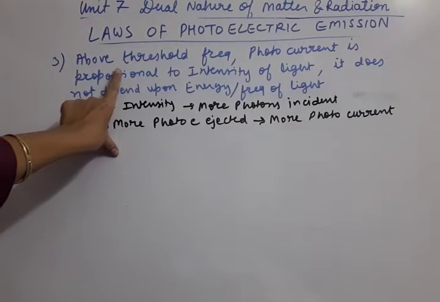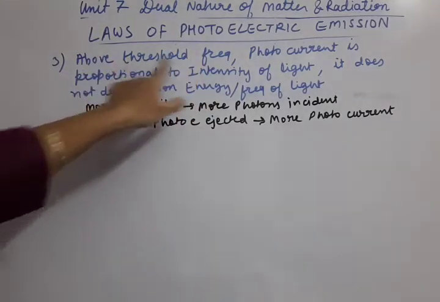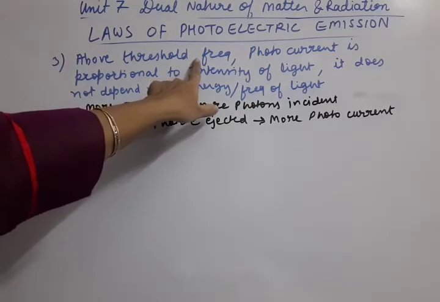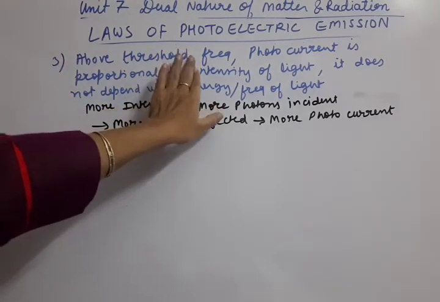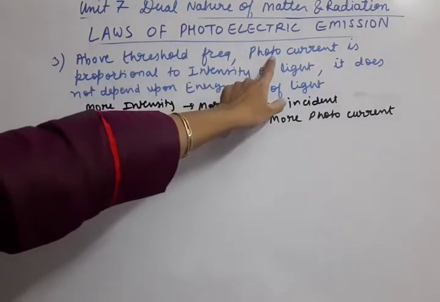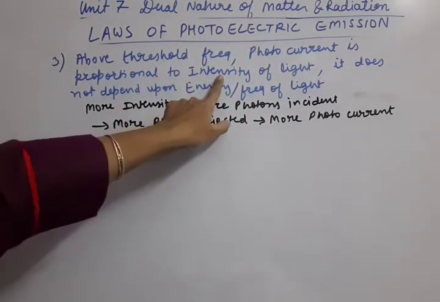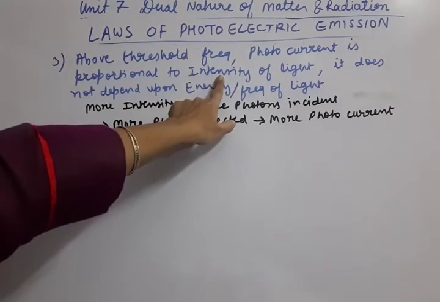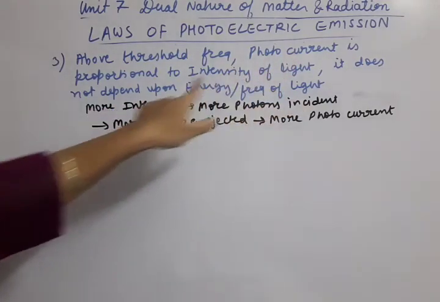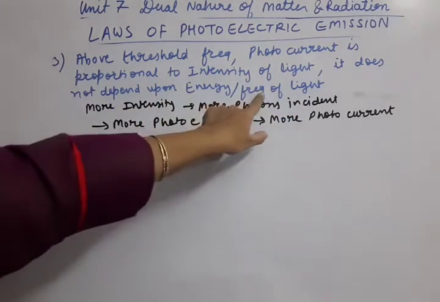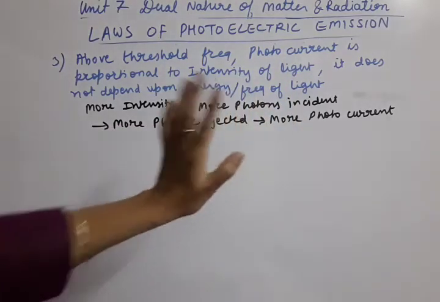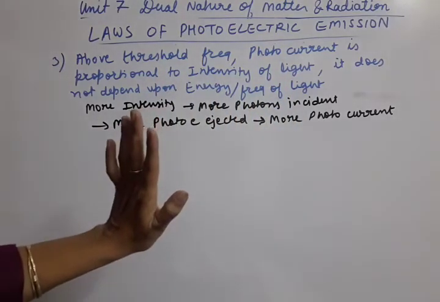Now we can discuss photocurrent. So above threshold frequency. This line is a must, because only above the threshold frequency does the photoelectric effect start. So this is always the starting line. Now the photocurrent is proportional to the intensity of the light, and it does not depend upon the energy or frequency of the light. So just understand the meaning. We have discussed it before also.